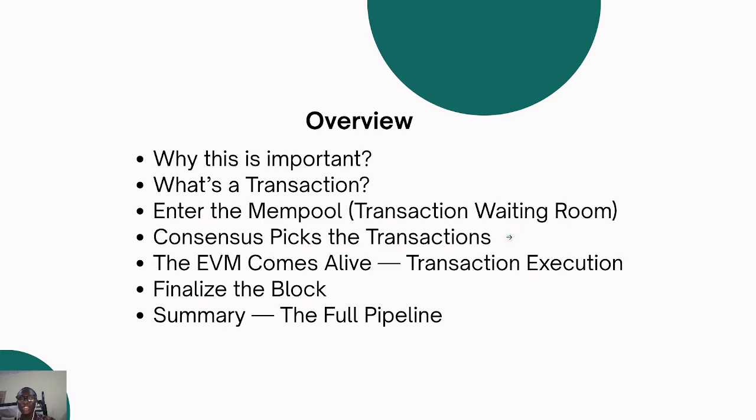So basically this overview is just a flow of how the workshop is going to be. Then we're going to look at the EVM coming alive, transaction execution, and finalizing the block, and then we'll take a summary of the full pipeline. Like I said, it's like a pipeline, so these things are in a flow state. We're going to explain these things step by step, so every slide is dependent on the previous slide. That's how it's going to be.